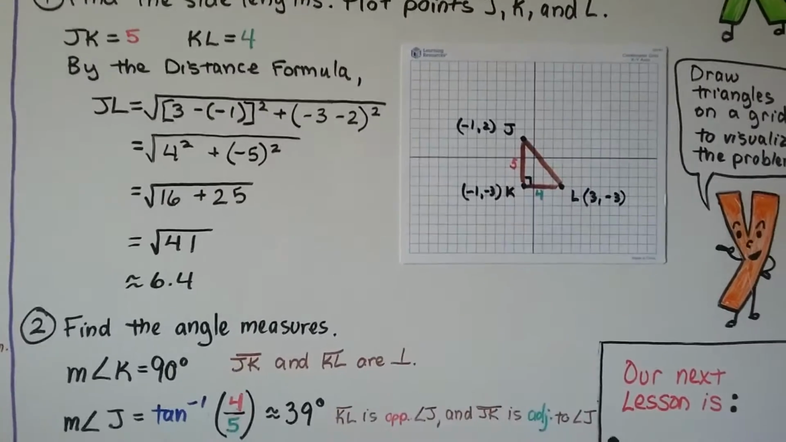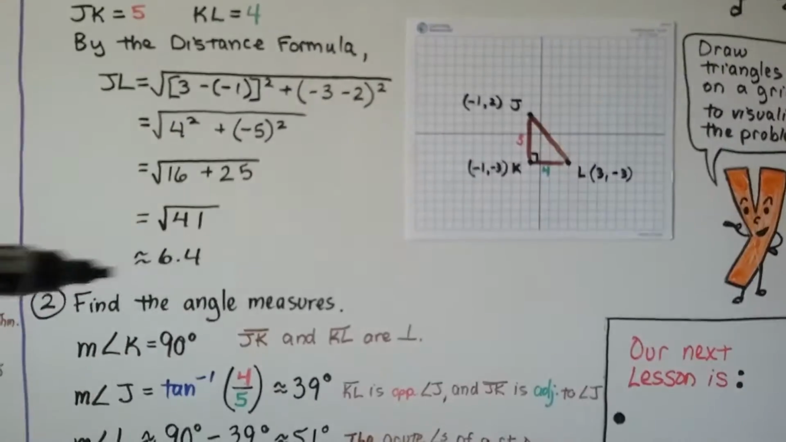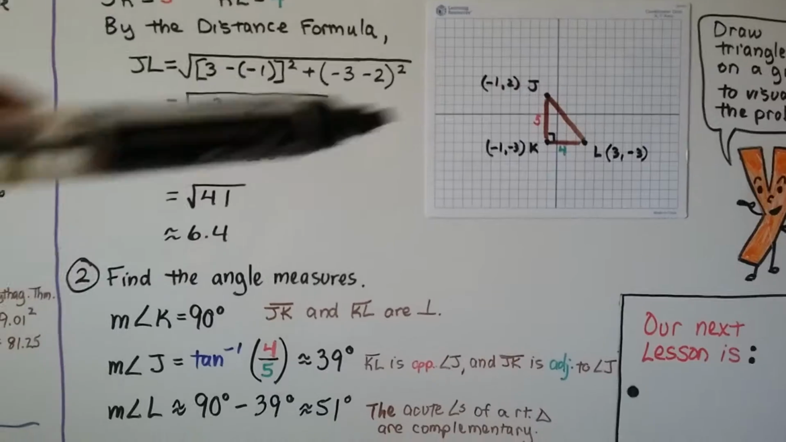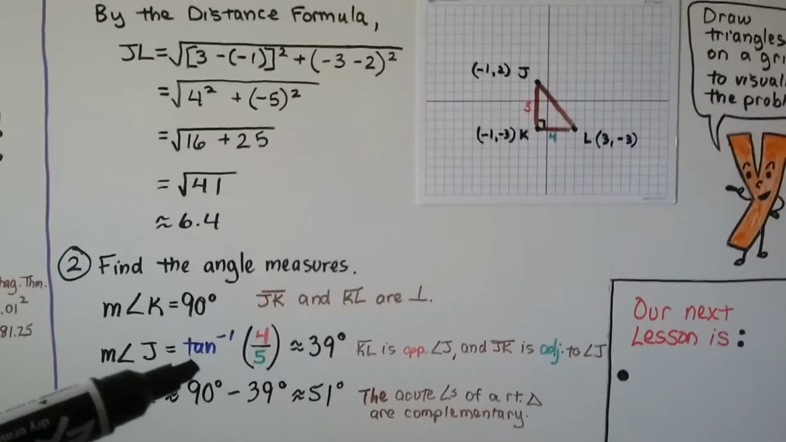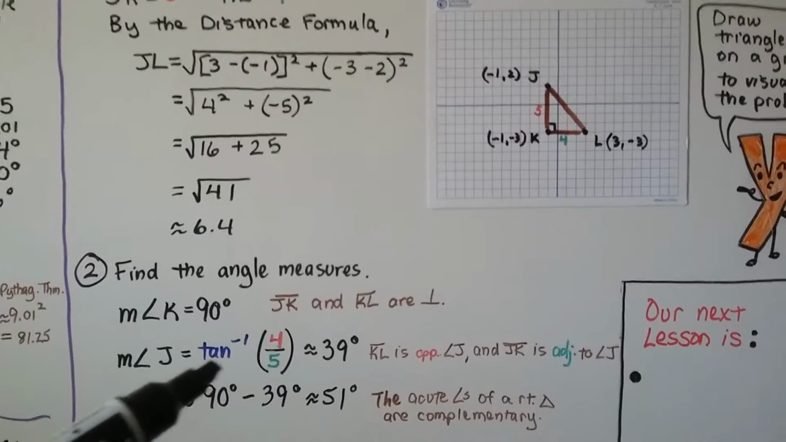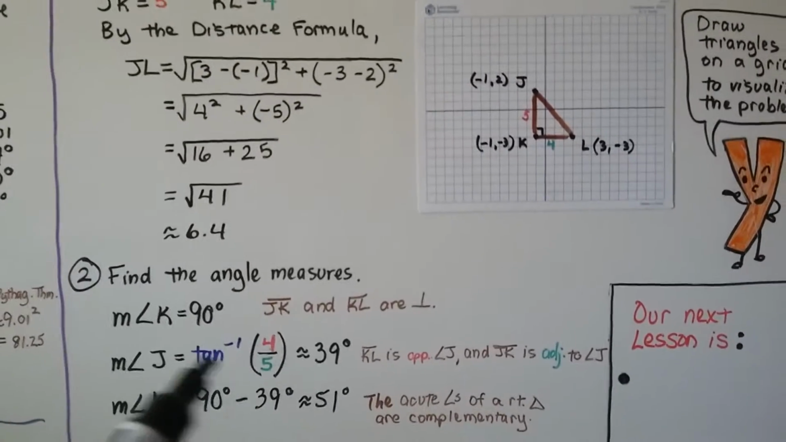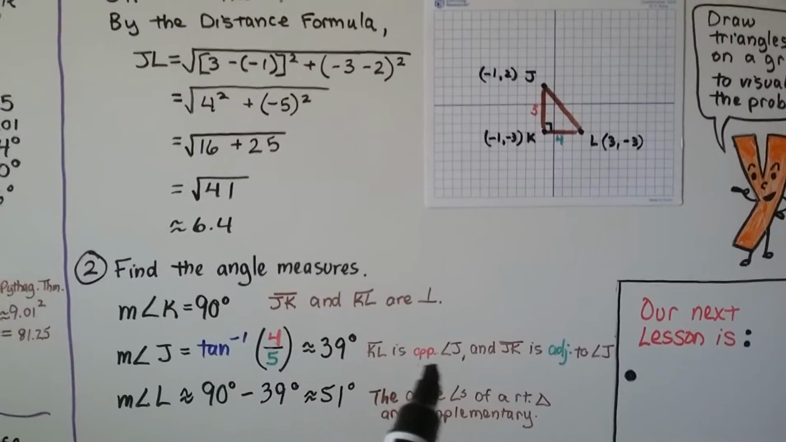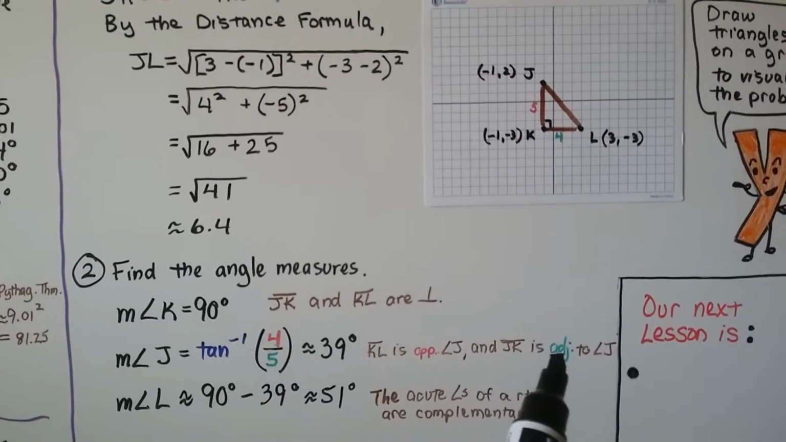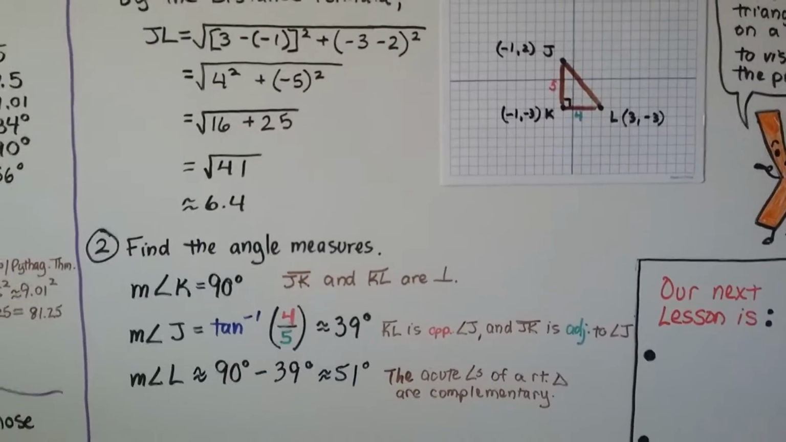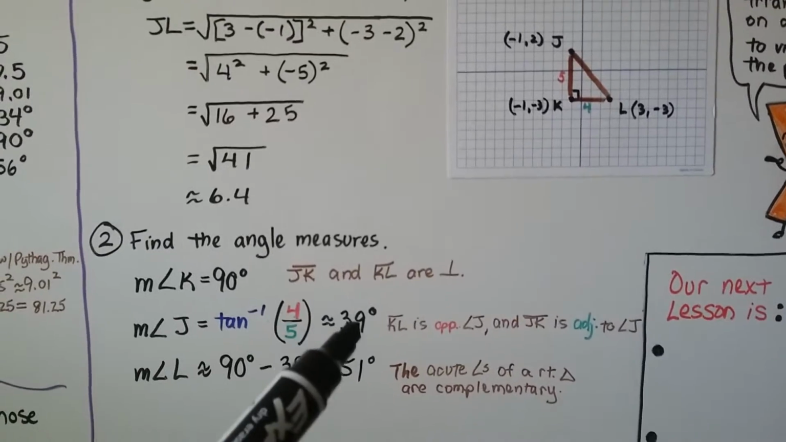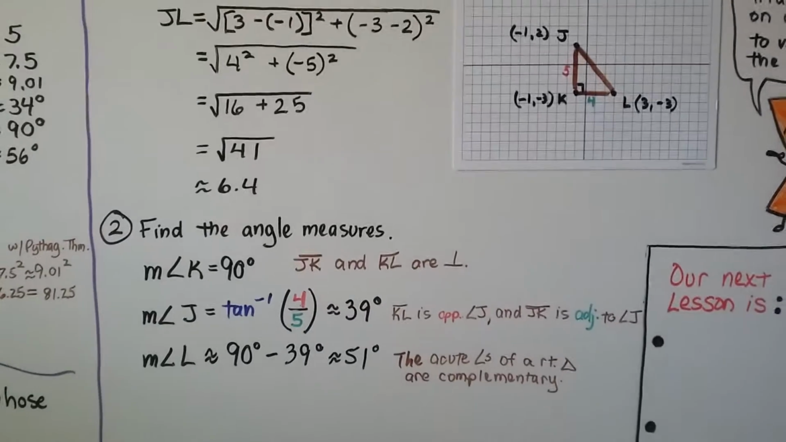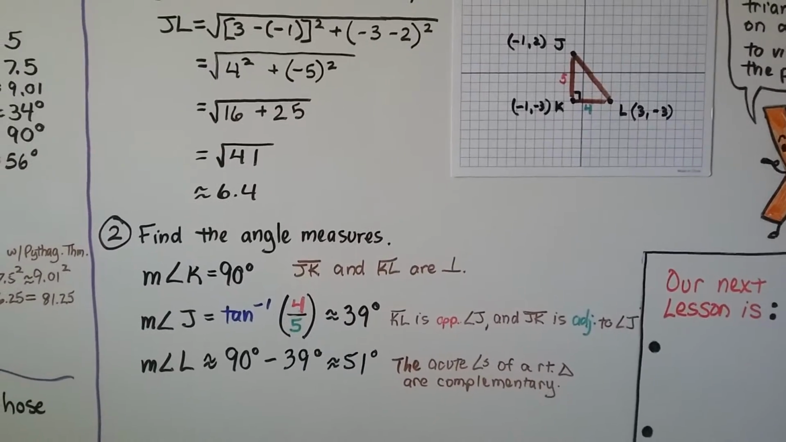Now we find the angle measures. We know that the measure of angle K is 90 degrees because JK and KL are perpendicular. The measure of angle J up here is going to be the inverse tangent of the opposite over the adjacent, the 4 over the 5. In our calculator, we find that's approximately 39 degrees, because segment KL is opposite angle J and segment JK is adjacent to angle J. And the measure of angle L is going to be 90 minus 39. We have an approximation symbol, so that's approximately 51 degrees. The acute angles of a right triangle are complementary.